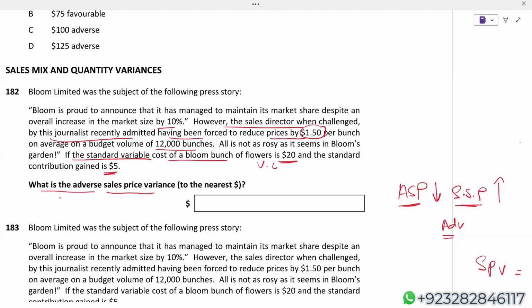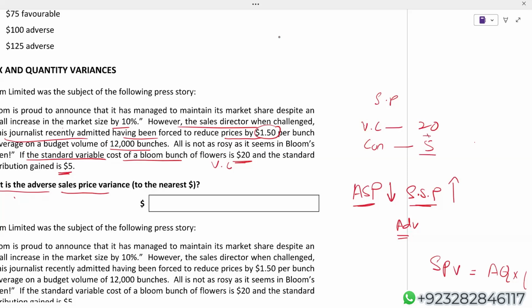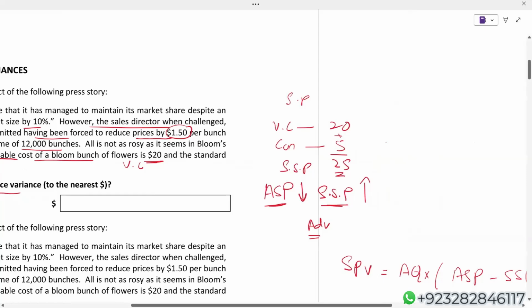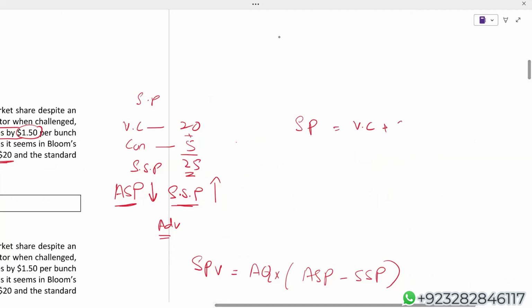First of all, standard selling price. Variable cost, examiner has given us $20. Examiner has given us the contribution, 5. Of course, selling price minus variable cost gives us contribution, which means that variable cost plus contribution will give us selling price. Logically, your standard selling price is 25. Simply, selling price is equal to variable cost plus contribution. So, standard selling price is 25.